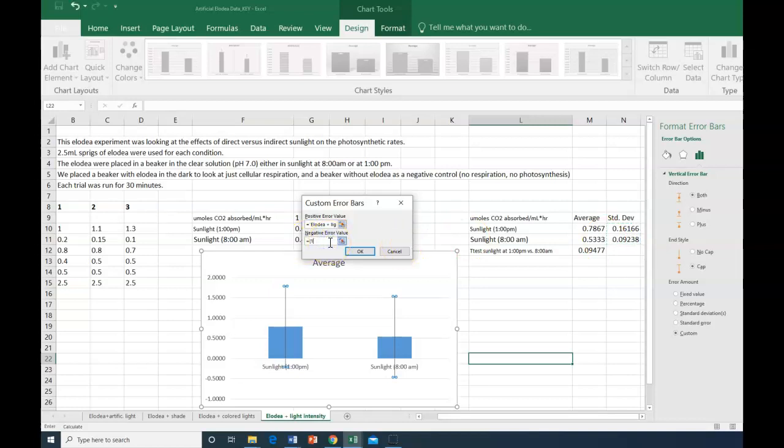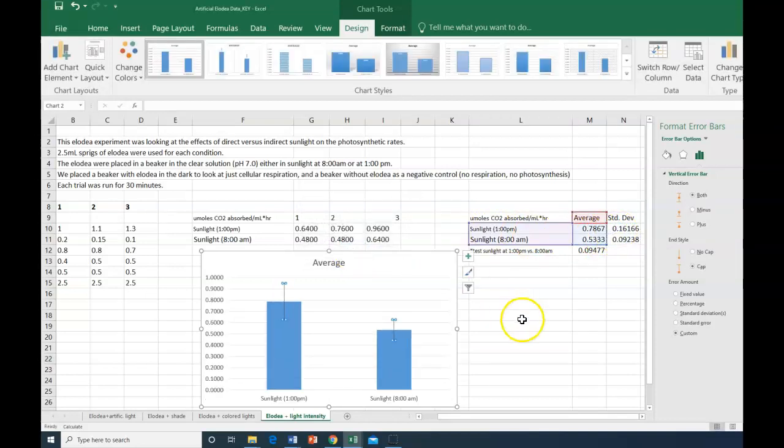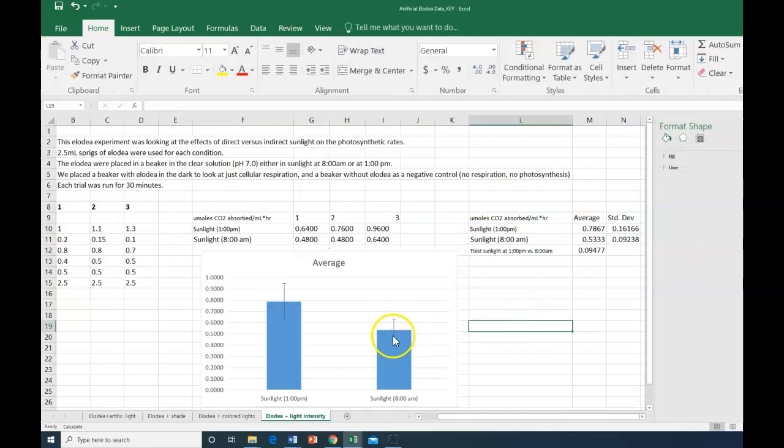And then we need to do the plus and the minus. So we're going to go ahead and highlight those numbers there. Hit OK. And now our error bars have tightened up and look really good. So you can see the error bar for the sunlight at 1 o'clock should be bigger than that of the light at 8 o'clock a.m. And that's indeed what we see. This error bar is a little bit bigger than this error bar.